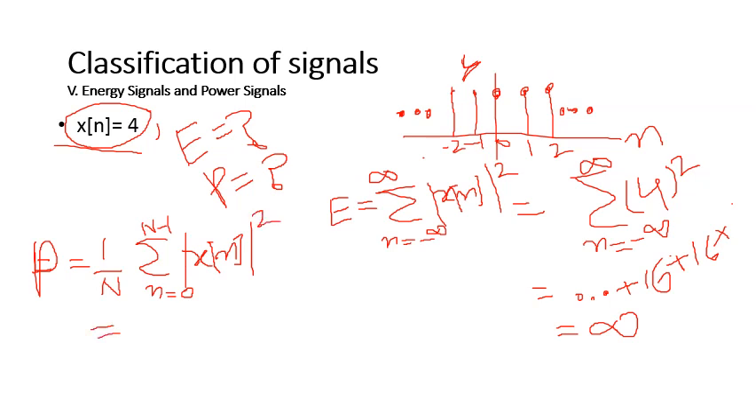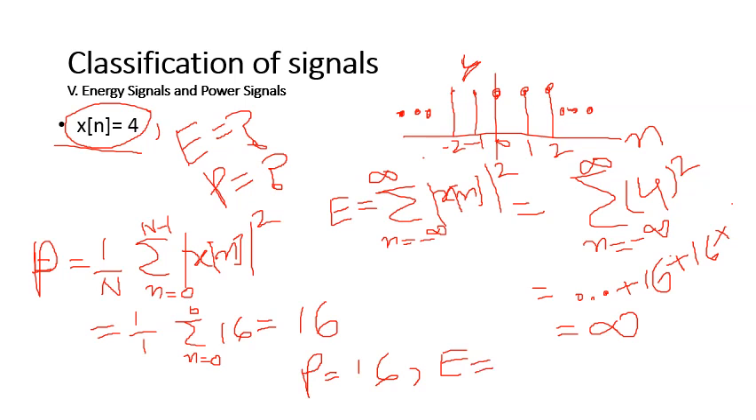Now N equals 1, so it will be 1 by 1. Then summation n running from 0, and the upper limit is N minus 1, so n equals 0 up to 0, because 1 minus 1 is 0. So you have x of n square. What is the value of x of n? That's 4, so the square of this results in 16. So now you see that you get power equal to 16, and energy for this particular signal is infinity.